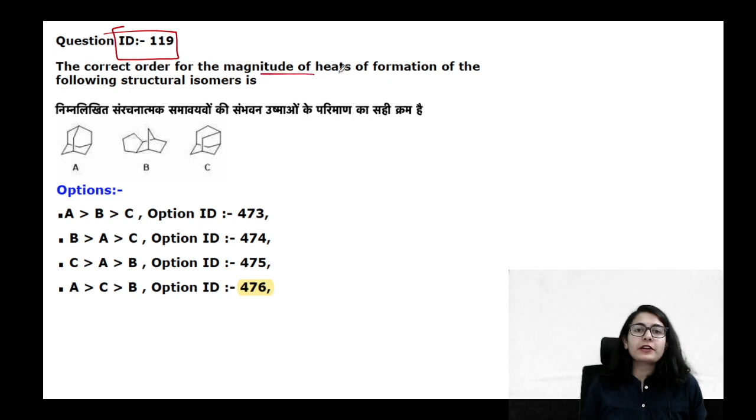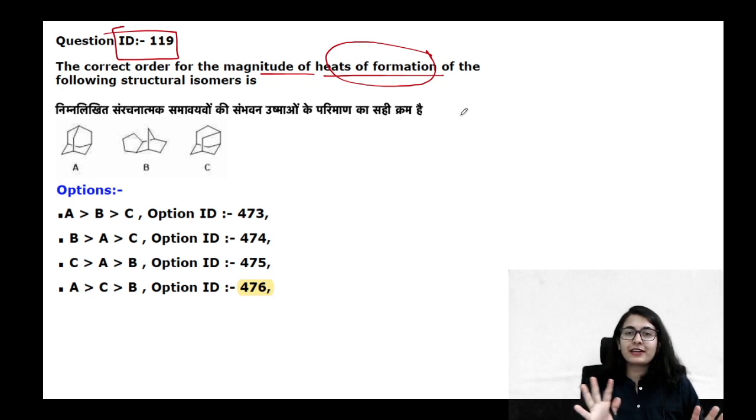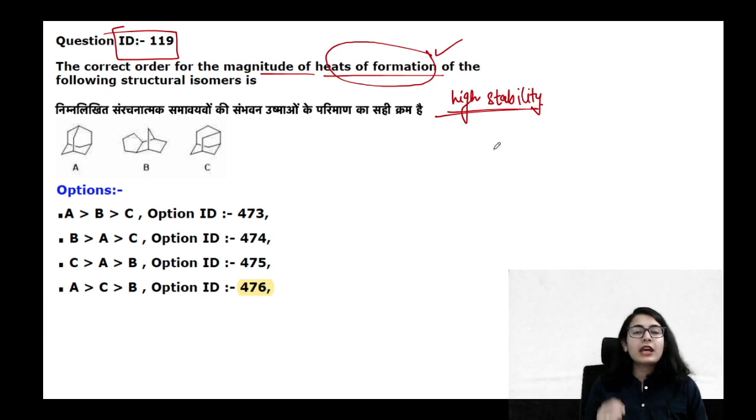Correct order for the magnitude of heat of formation. Now this is important and confusing. You have different heats being asked. Heat of hydration, heat of formation. All of these things are very important. So heat of formation, if it is high for any molecule, which means the stability is also high. High stability for heat of formation. Heat of hydrogenation, the stability will be different, but here heat of formation is high, stability will be high.